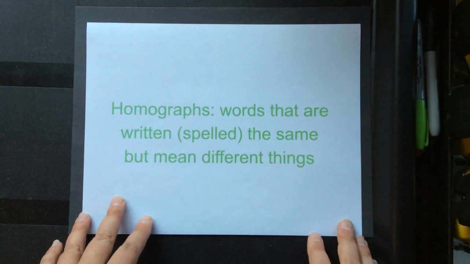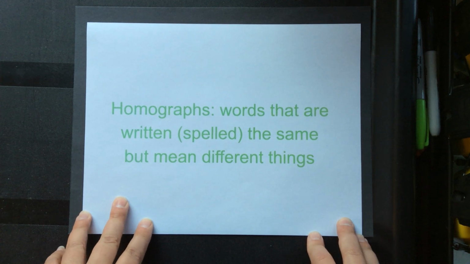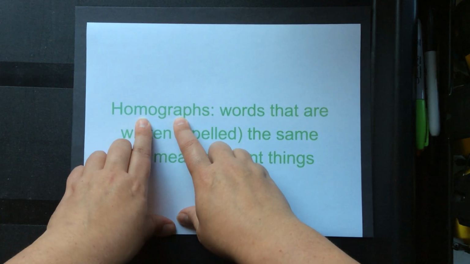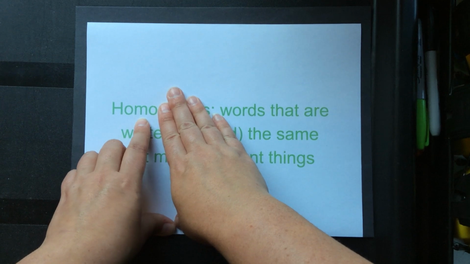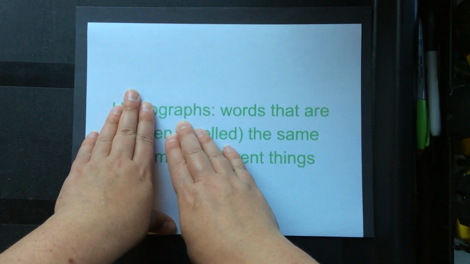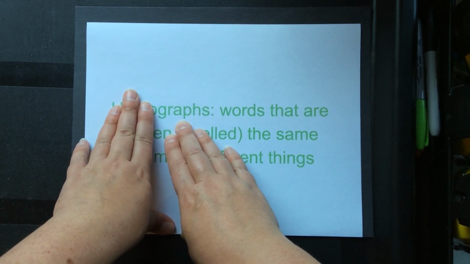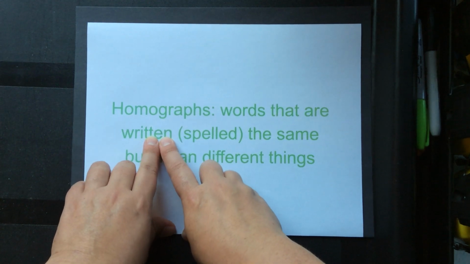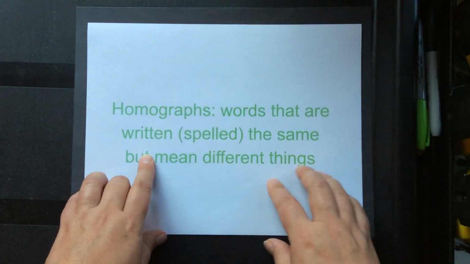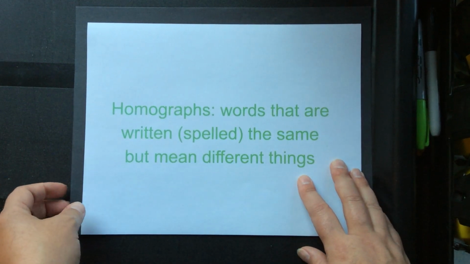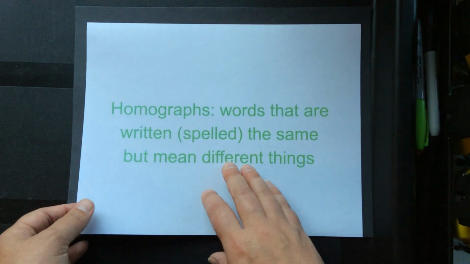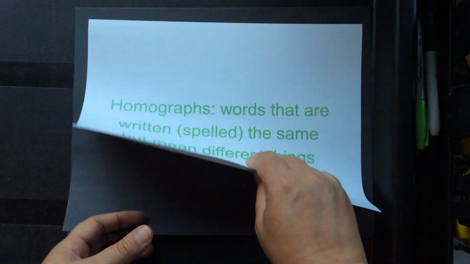Homographs are words that are written the same, but that mean different things. Again, let's think about our word here. The homo part we know means the same. Graph is the Greek word that means writing. And so they're words that are written in the same way. And really that means they're spelled the same, but they mean different things. Now, the homophones have the same sound. Homographs sometimes have the same sound, and sometimes they are pronounced differently.